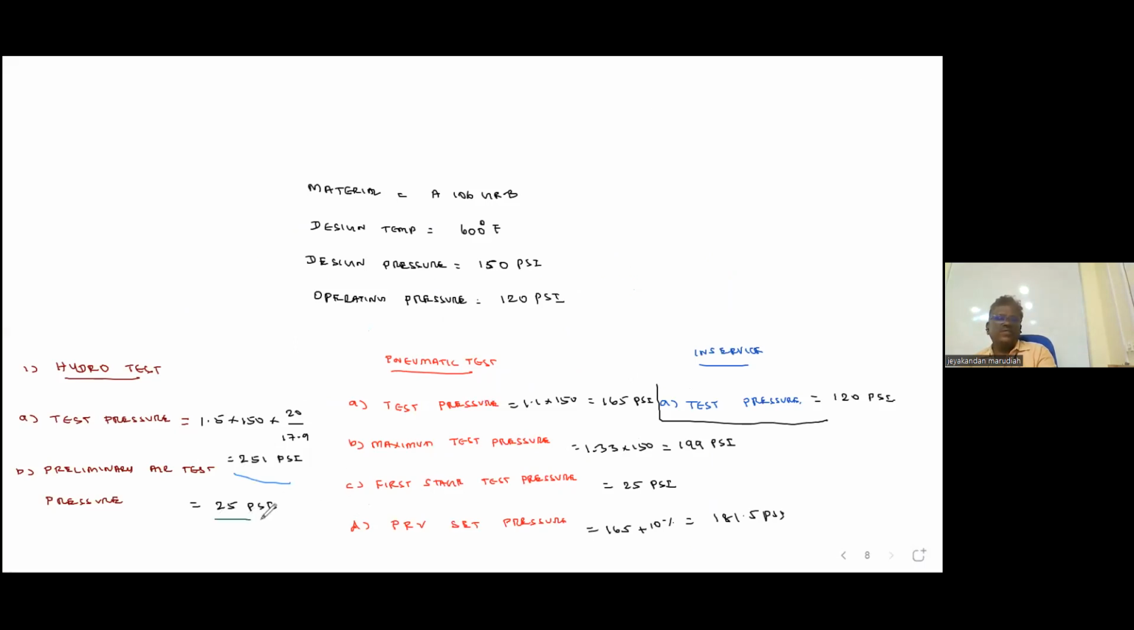Then the next one, first stage: 25 psi. Then the test pressure here is 1.1 times, 165 psi, and the maximum 1.33 times, 199. First stage is 50% of 165 or 25, whichever is less. So 25. Here we have to add 10% or 50, whichever is less. So 10% will be 181. This is the operating pressure, 120.